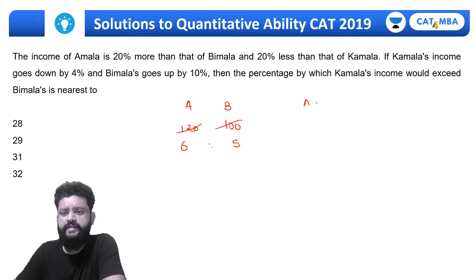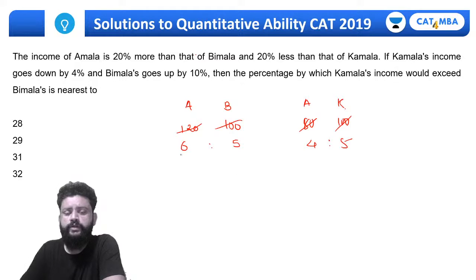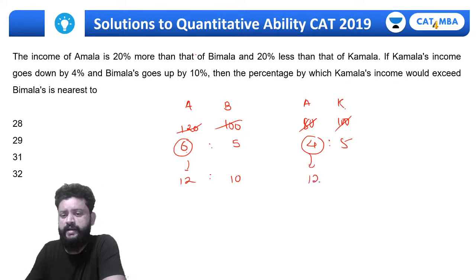and A's income is 20% less than K, that is 100 to 80. Ratio is 4:5. So I can take A as a multiple of 6 and 4, which is 12. So I just double this ratio. I can write 6:5 as 12:10, and this can be tripled as 12:15. So I'm getting the ratio of the incomes of A, B and K as 12, 10, 15.